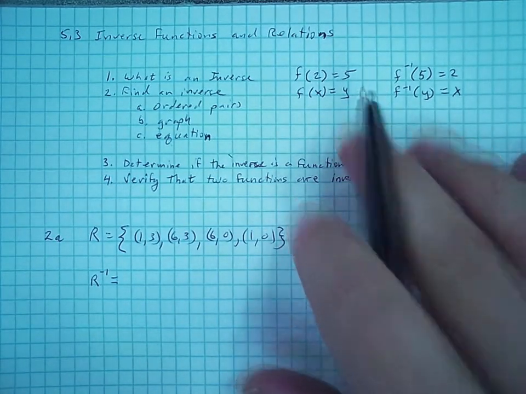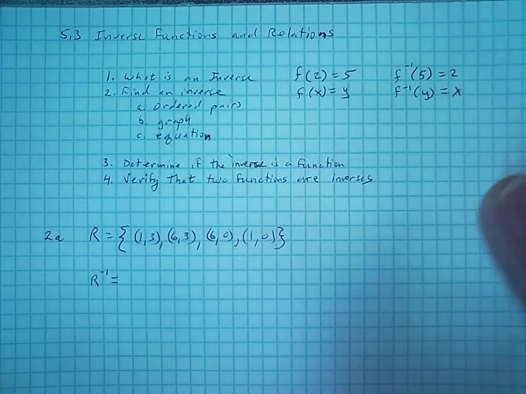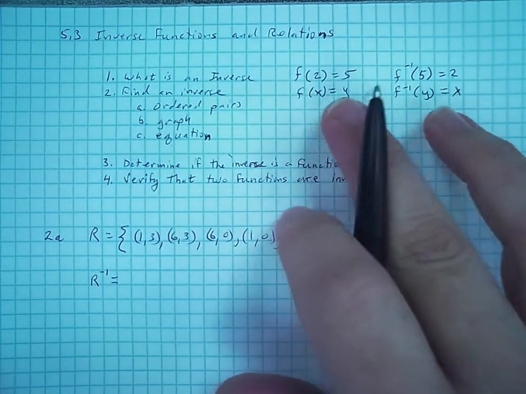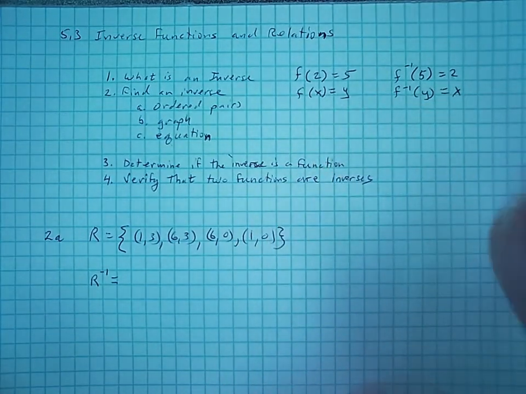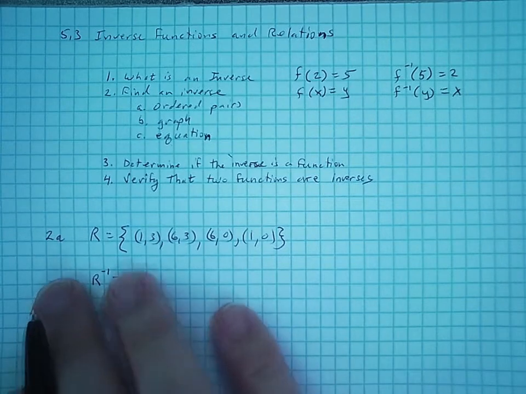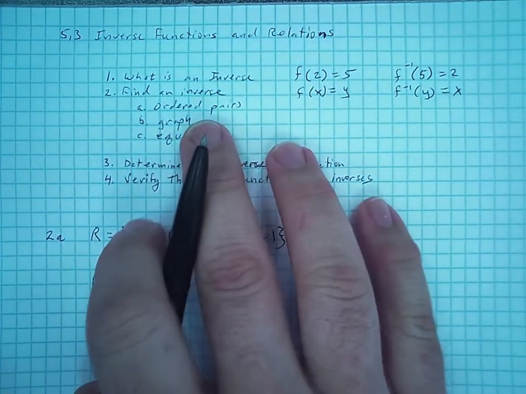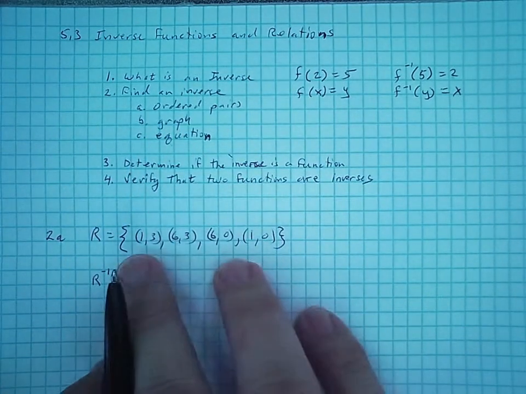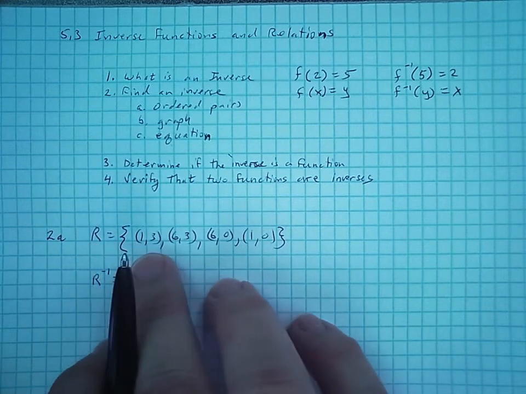And that's the most important thing to remember. Everything else about inverses is built around this idea. You've got to switch the x and the y's. So if it's a table, the x column and the y column are just going to switch. And my first example here, finding an inverse from a list of ordered pairs. This is R, a relation.